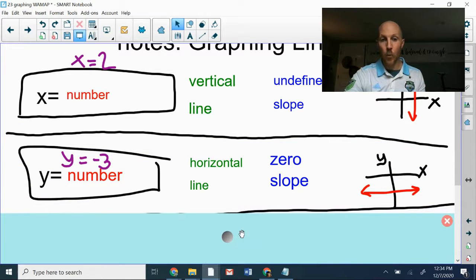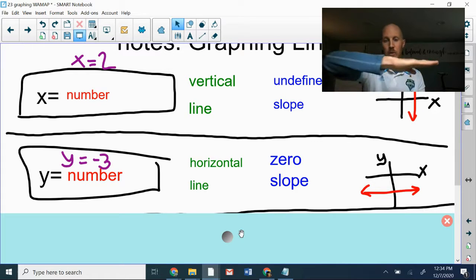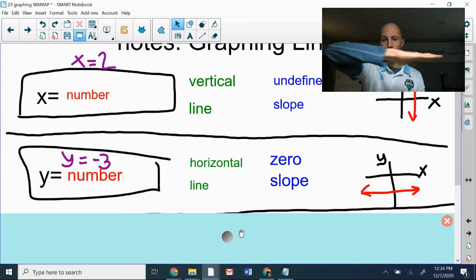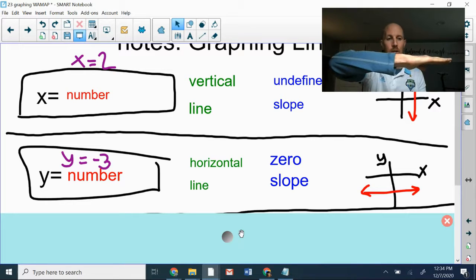Similarly, if we have y equals a number, it's going to give us a line with no slant at all. This one is going to go straight across horizontally, and we call that a zero slope. Zero because there's no slant to it at all. It doesn't slant up or down at all. It just goes straight across.